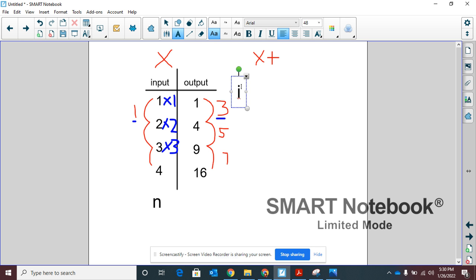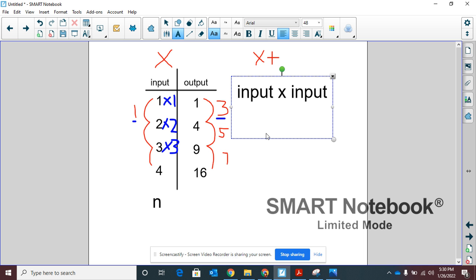So our rule would be input times input because they're the same number. The input number times the same number, which is the input number. To change that into an expression, we're going to use the letter n to represent any number in input. We still have times, and then n. So our expression is n times n. That means whatever number we put in to our input, we multiply it by the same number to get the output.